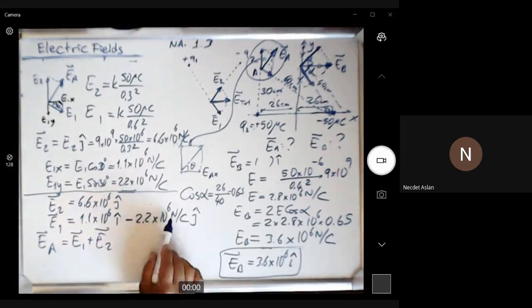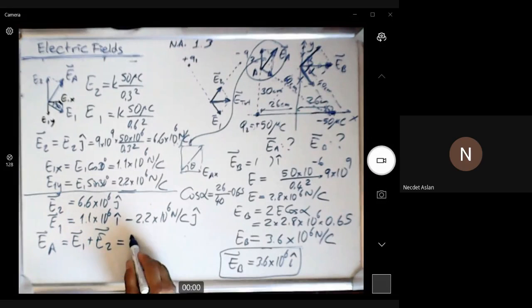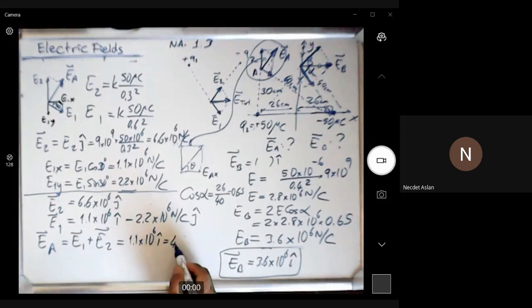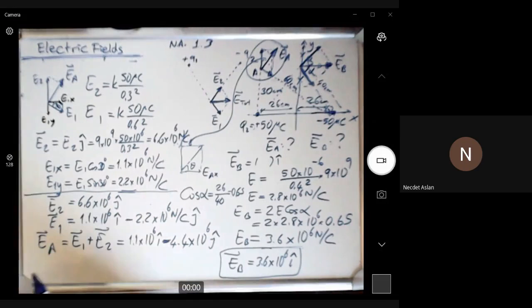Only the J components will be added, because this is the only x component we have. So the result will be 1.1 times 10 to the 6 I. And if you subtract 2.2 from 6.6, you get 4.4, with a minus sign: minus 4.4 times 10 to the 6 J. So the electric field at point A will be given by this vector.